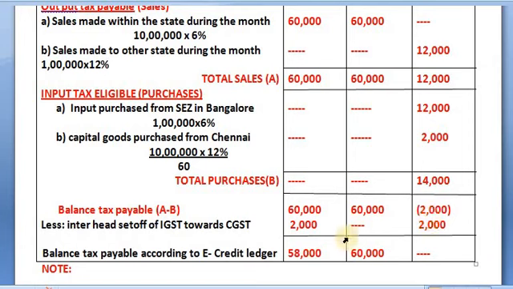ಇರೋ ಸರ್ಪ್ಲಸ್ನ ಫಸ್ಟ್ ನಾವು CGSTಗೆ ಕ್ಲಿಯರ್ ಮಾಡಿಬಿಡ್ತೀವಿ, 2000 ಪೇ ಮಾಡಿಬಿಡ್ತೀವಿ. ನಮ್ಮ ಹತ್ರ ಇರೋ 2000, ಸೊ ಅದನ್ನ ಕ್ಲಿಯರ್ ಮಾಡಿದ್ರೆ ಇನ್ನು ನಾವು ಅವ್ರಿಗೆ ಎಷ್ಟು ಪೇ ಮಾಡಬೇಕು, 58,000 ಮಾಡಬೇಕು. GSTಗೆ 60,000 ಯು ಹ್ಯಾವ್ ಟು ಡೂ. ಕ್ಲಿಯರ್ ವಿತ್ ದಟ್? ಸೊ ಬ್ಯಾಲೆನ್ಸ್ ಟ್ಯಾಕ್ಸ್ ಪೇಯಬಲ್ ಅಕಾರ್ಡಿಂಗ್ ಟು ಈ ಕ್ರೆಡಿಟ್ ಲೆಡ್ಜರ್ ಇಸ್ 58,000 CGST and 60,000 SGST. I think you can see here.